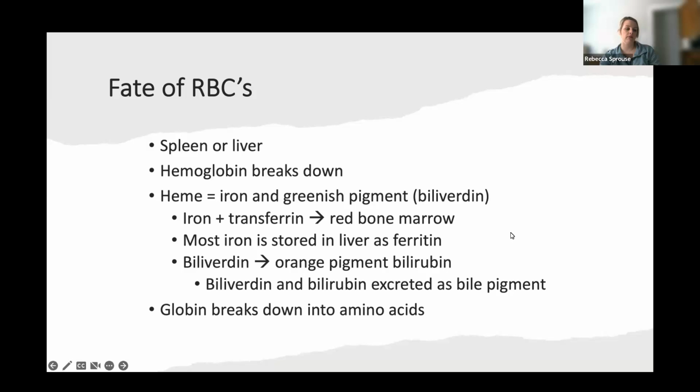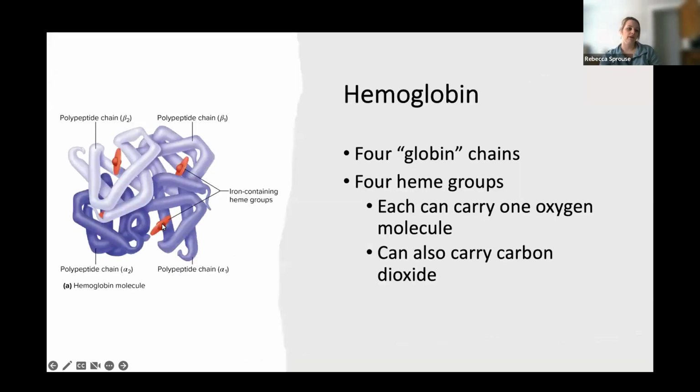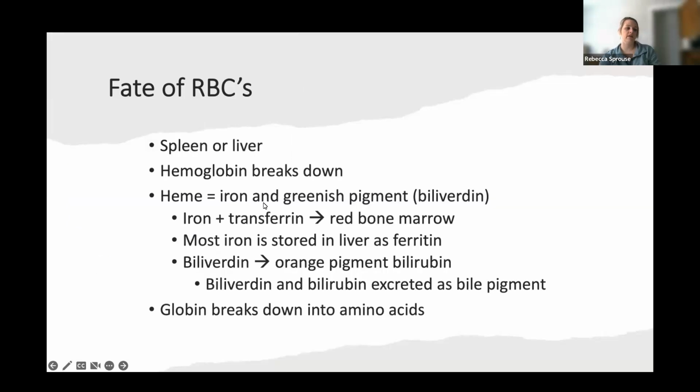So there's 4 hemoglobin molecules on each red blood cell. The heme group here, these little guys, will break down into iron plus a pigment we call biliverdin. The iron will be transported to the red bone marrow. Transferrin is a transporting molecule that will help iron go through the bloodstream. So it's kind of a helper. So iron will bind up to transferrin, and that will go off to the red bone marrow to be put onto new red blood cells.